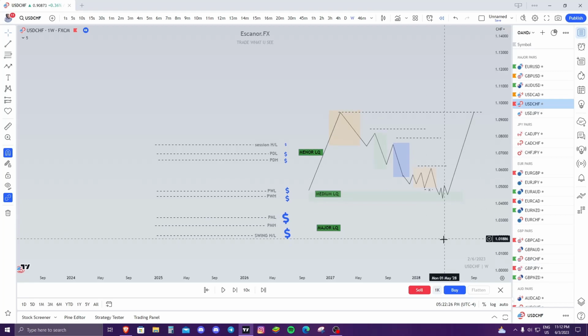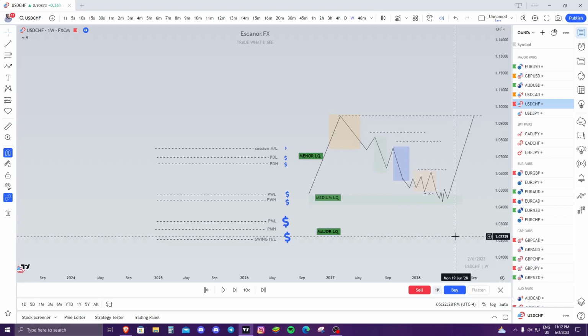Now we're gonna take a real example from the chart and explain how to use this type of liquidity to take an entry or take an action. Okay, so let's go straight to the point.